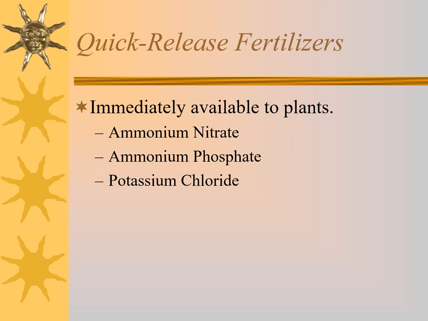Quick release fertilizers. These fertilizers immediately dissociate into their constituent ions when they dissolve in the soil solution. For example, ammonium nitrate dissociates into the ammonium ion, NH4+, and the nitrate ion, NO3-. These ions are immediately available to the roots of plants for absorption.